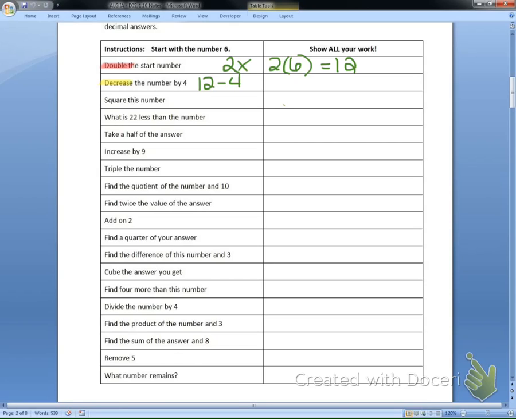You see how this works now? So if we have 12 and we take away 4, what do you get? You get 8. Alright, so you're going to use that 8 in the next line.